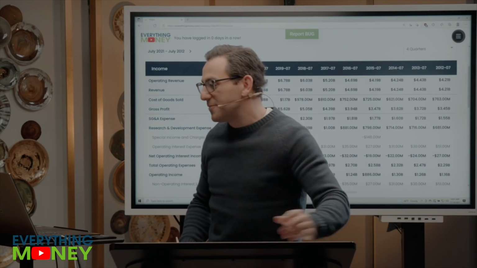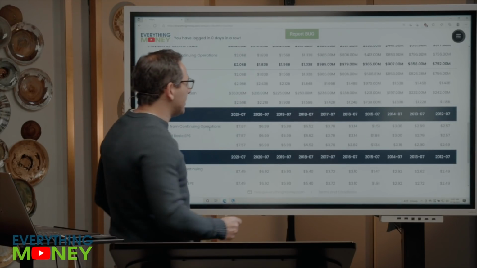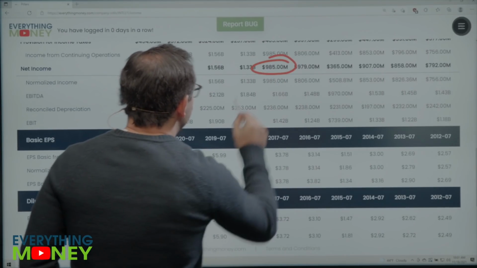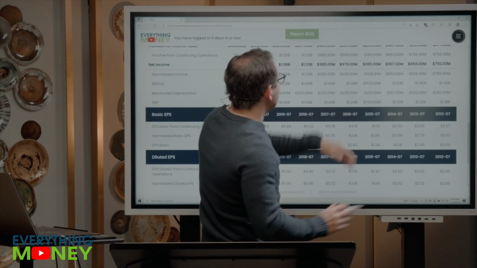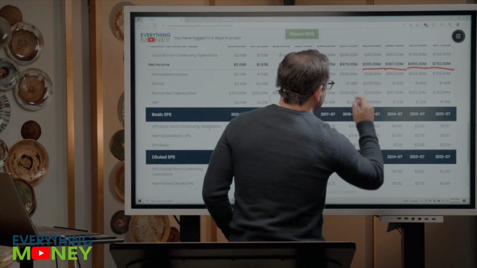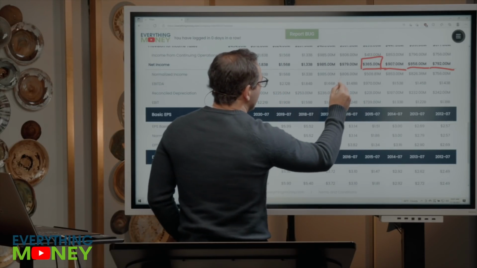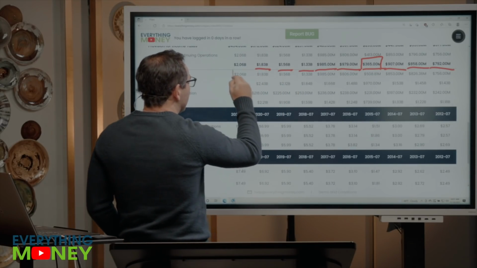Good for you. Okay. Pillar number 4 is net income growth. So again, we go to the income statement. We scroll down a bit. 985 million to 2 billion. That's okay. Check mark. Now here's what I like. 792, 858, 907, 365. So that's obviously an aberration. 979, 985, 1.3, 1.5, 1.8, 2 billion.